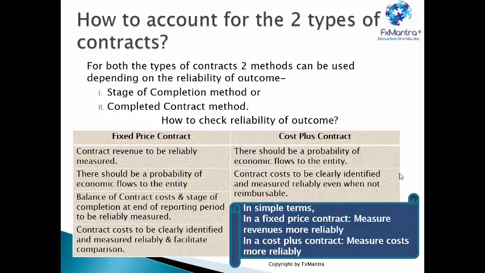In simple terms, in a fixed price contract, since the revenue is already fixed, you should be in a position to measure the revenues more reliably. However, in a cost plus contract, you should be in a position to measure the costs more reliably. It makes more sense practically as well, because in a fixed price contract, you already know how much you are going to get. Whereas in a cost plus contract, you should be in a position to know what kind of expected costs you are going to incur on the construction contract.